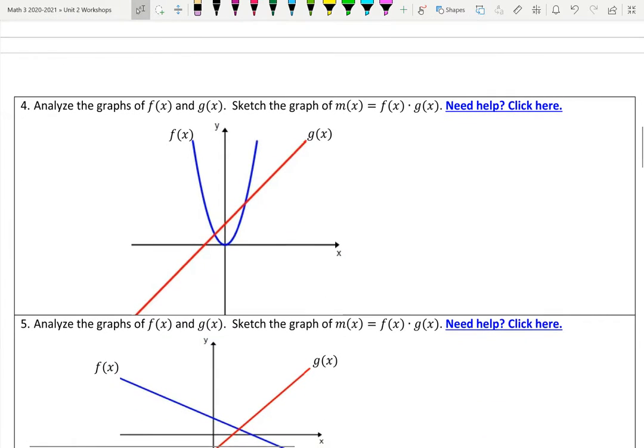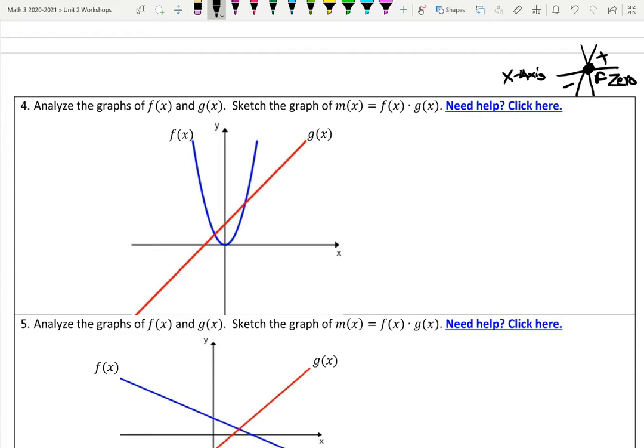Number 4, analyze the graphs of f of x and g of x, the blue one and the red one. Basically, we need to multiply. So the idea is that you just have to analyze the outputs. If something is below the x-axis, here's the y in the middle. But if it's below here, it's a negative. Over here, it's positive. And at the origin, it's neither. Notice the origin is on the x-intercept, which is a 0, which means it's not going to have a charge. It's not positive or negative.